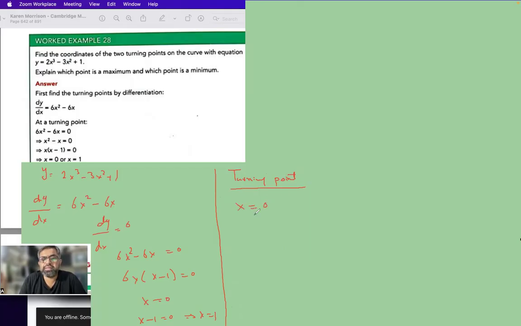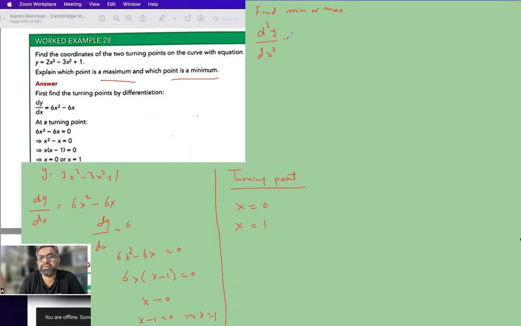So right now, keeping things simple, x is equal to 0, x is equal to 1. And at these two x coordinates, we have got turning points. So the question is, which turning point is max and which turning point is min? We can simply take the second derivative. To find whether a turning point is min or max, what we have to do is simply take the second derivative. So let's take the derivative of the derivative.